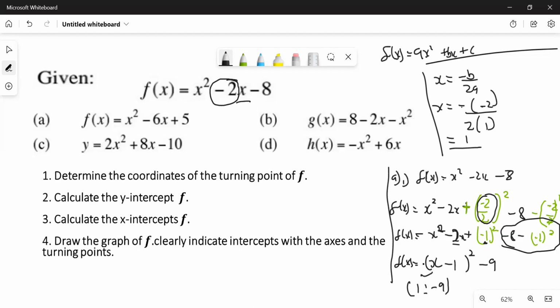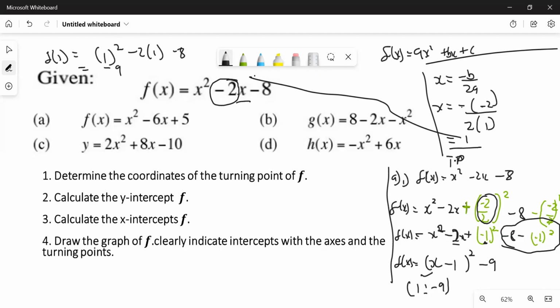You see, I think you got 1 here. Now you want to get the other one. How to get the other one? I'm going to take this one and substitute it into this equation. If you substitute it, you're going to have f of 1. Meaning everywhere I see x, I'm going to put 1. Then I'm going to have 1 all squared minus 2 multiplied by 1 minus 8. If you safely type this in your calculator, it's going to give you minus 9. Then the coordinates of your turning point, if you use this method, is going to be 1, minus 9.